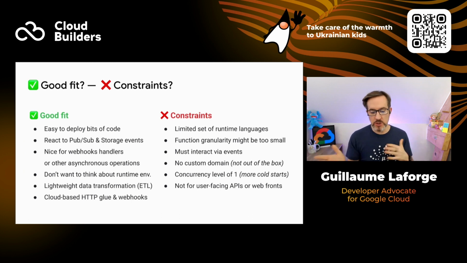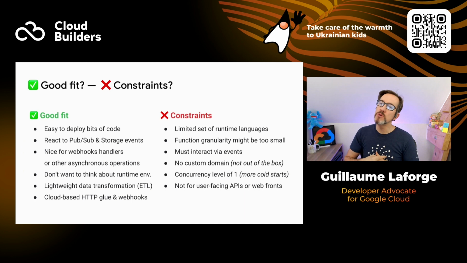Yeah, what else? No custom domain. You can set that up, but it's a bit of work. The default concurrency, when you hit a function, there's only one event that can hit a function at a time. So we spin up as many functions as needed. But there's a second flavor. The new version of Cloud Functions allows a bigger level of concurrency, for example.